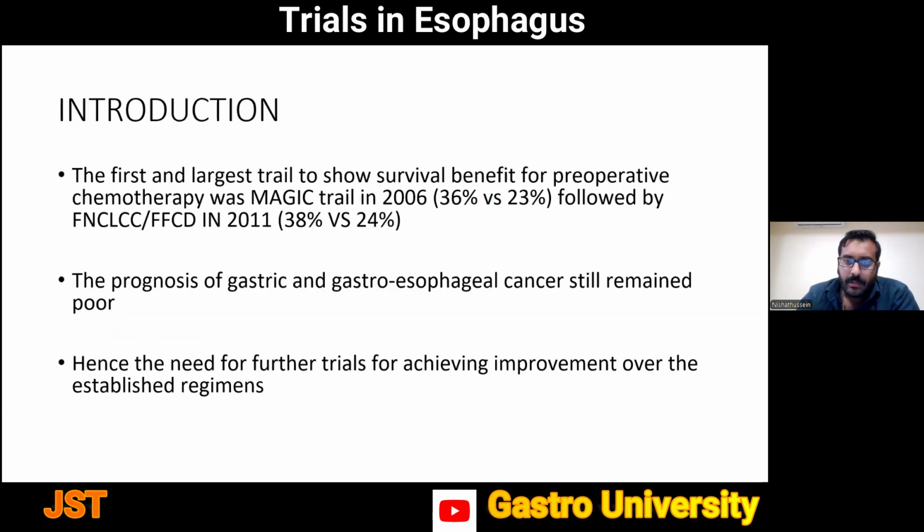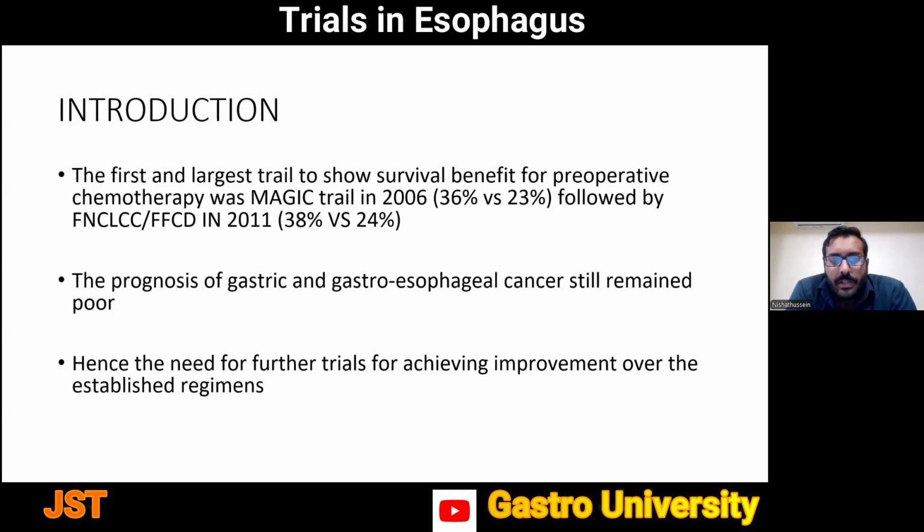Before getting into the details of the trial, a brief introduction. As Sir has mentioned, there were two landmark trials before this trial, which showed the benefit of perioperative chemotherapy in gastric and gastroesophageal tumors. The first and the largest being the MAGIC trial, which was published in 2006, which showed a 5-year overall survival benefit of 13%, followed by the French trial in 2011, which showed a 5-year overall survival benefit of 14%. So this was significant given the nature and the prognosis of the disease, and the ECF-ECX regimen in the MAGIC trial became the standard of care.